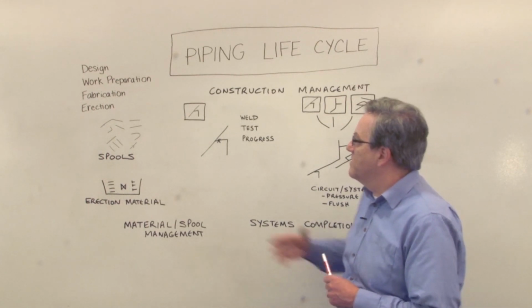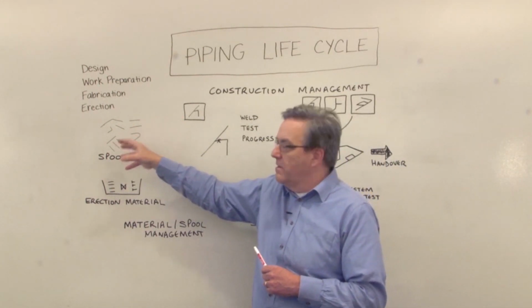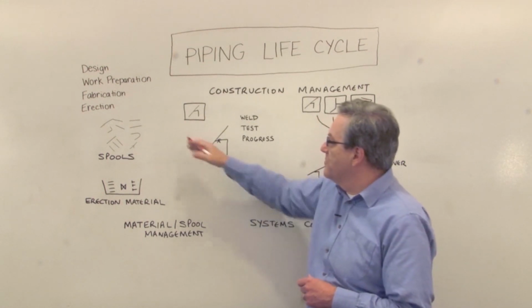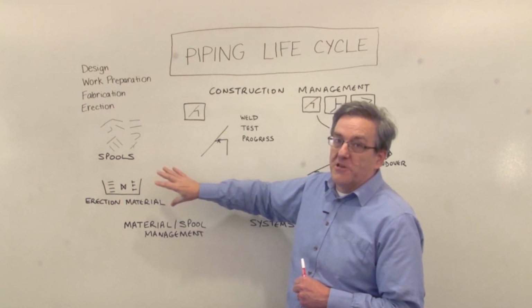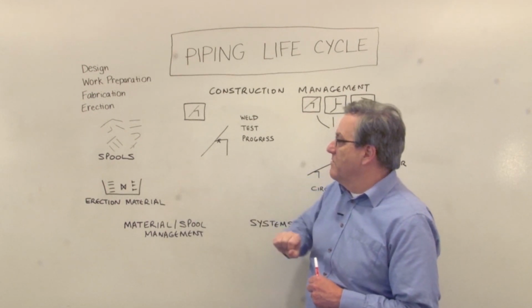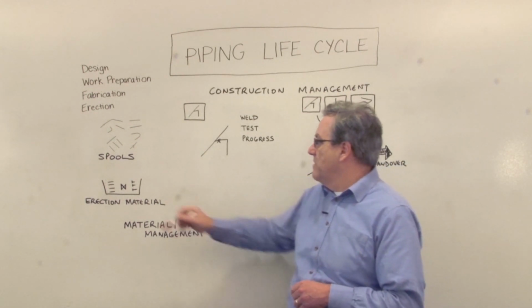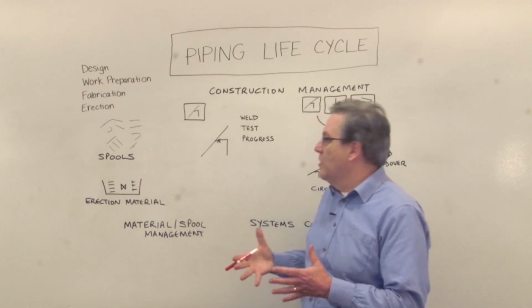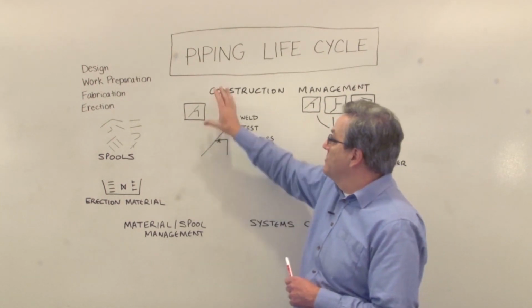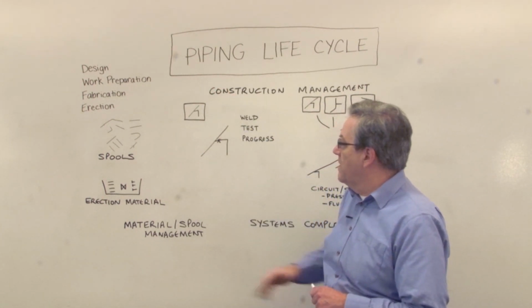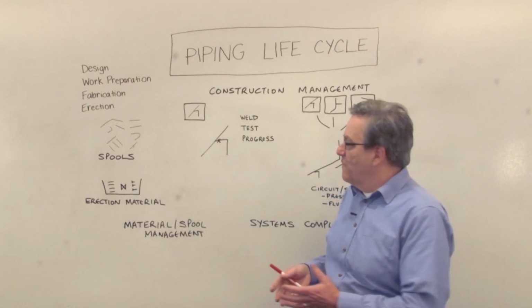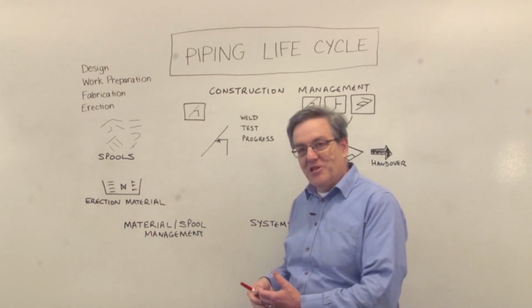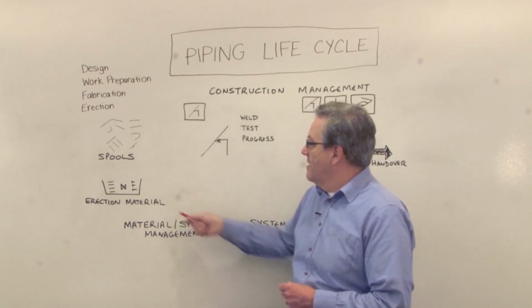What we're starting with is a whole bunch of spools that have been fabricated in the shop and delivered to site, and a whole bunch of material that is required for erection. So these are things like gaskets and bolts and perhaps valves that are not part of any spool, but was in the original isometric. So material management, procurement of material, ensuring that material is available on time is a key thing.